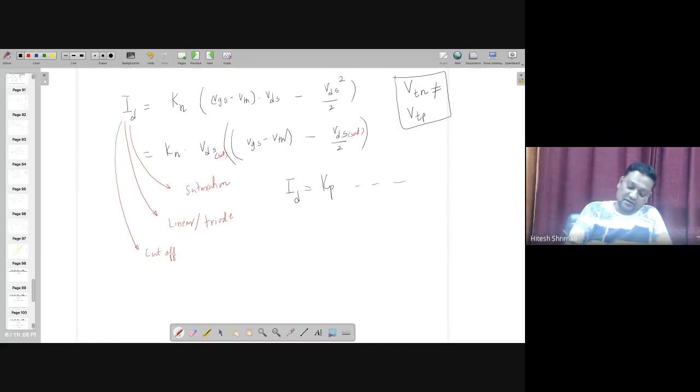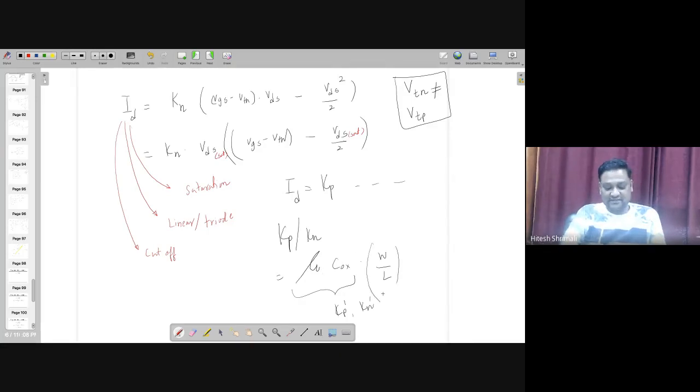Okay. Other than that, Kp or Kn are the constants which are mu Cox times W by L. So this is mobility, this is oxide capacitance, width and length. All these things are depending, and the first part we are calling Kp prime or Kn prime, depending on what subscript you are using over here. And accordingly, you can write down the things. So all these things we have studied and we have become expert on that.